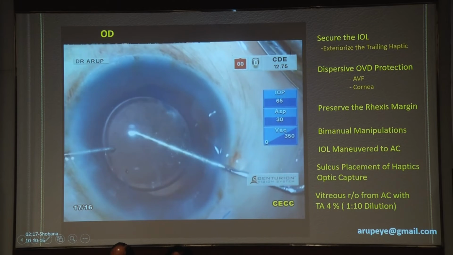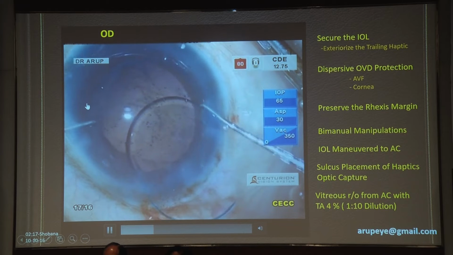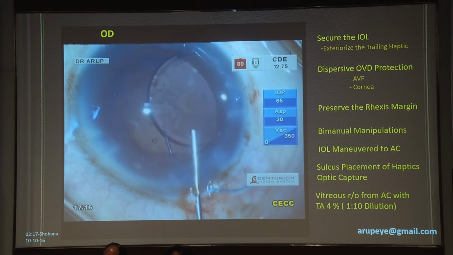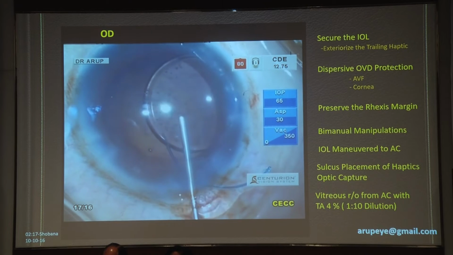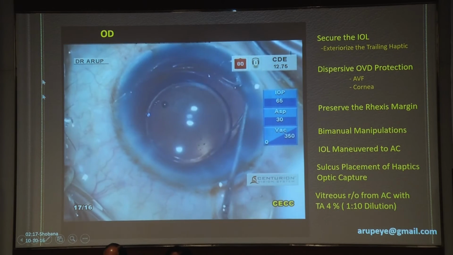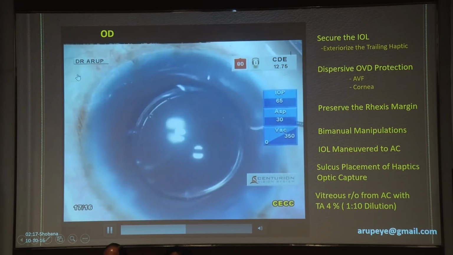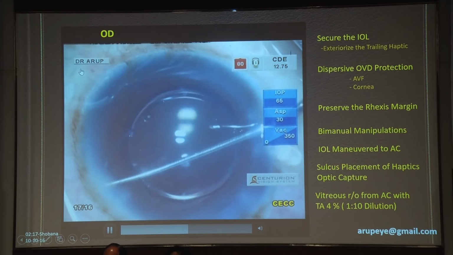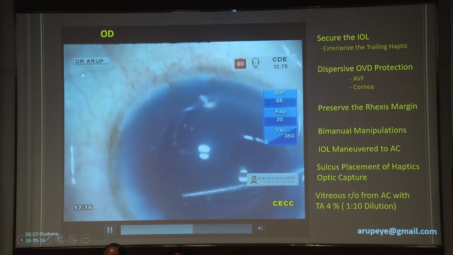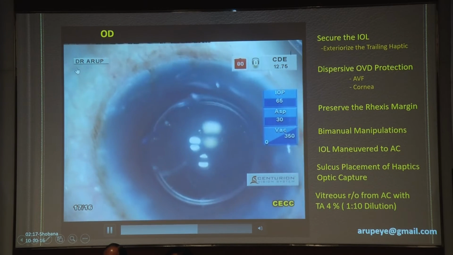So a bimanual technique is used very carefully, and the leading haptic which had gone into the vitreous, into the posterior segment, in front of the anterior vitreous face, is brought out into the anterior chamber. So now I'll place the entire lens in the anterior chamber, and you will use a compression dialing technique where you see the haptics are not rotated, but they are compressed, and they're going to be kept in the ciliary sulcus. Before that, you have to form the ciliary sulcus by compressing the peripheral capsular bag by injecting a cohesive OVD, which can be easily removed subsequently.